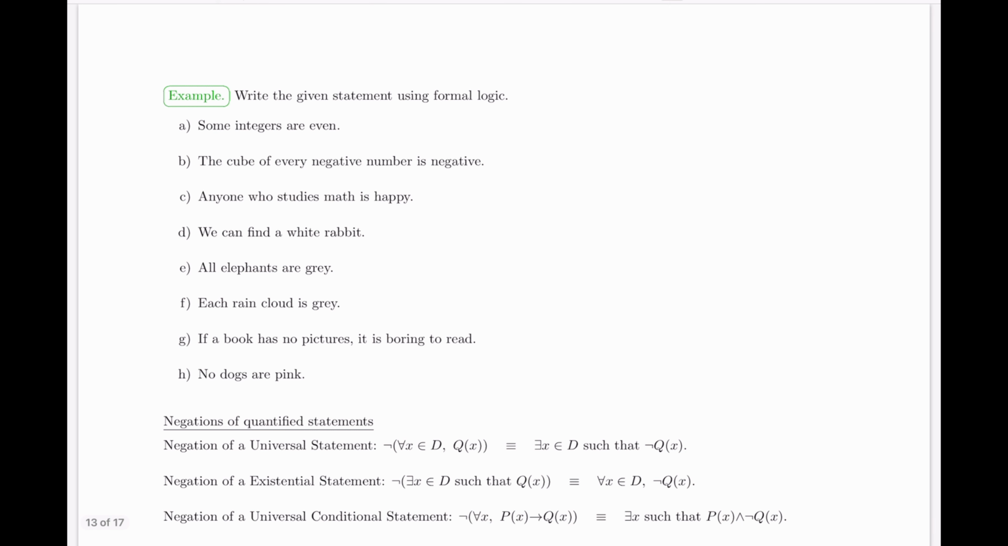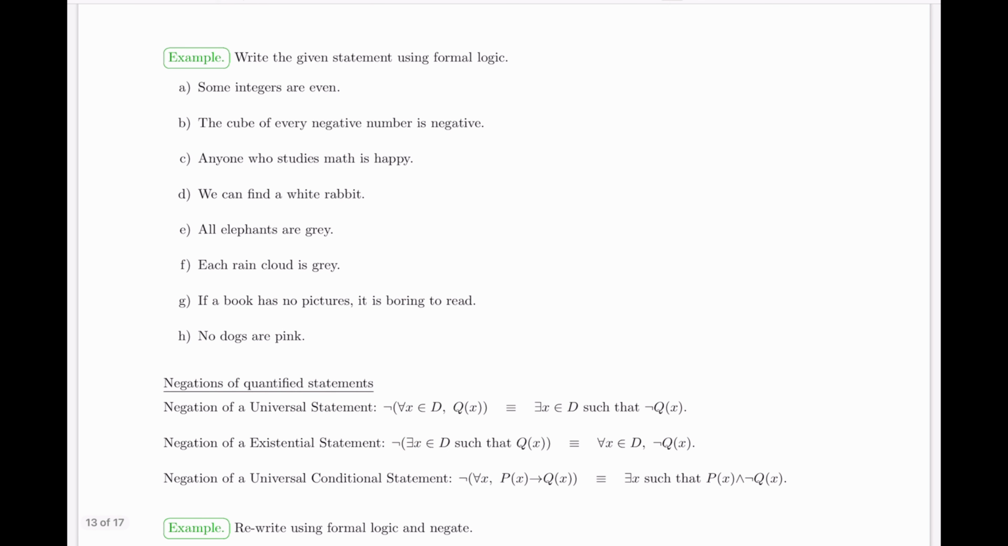Let's practice some more writing statements that are in plain English using formal logic. Note that for some of these, you will have to come up with the definitions of the sets that you're going to be using. For example, anyone who studies math is happy. You will have to decide what is the set that you want to introduce. For example, people who study math. But for some of them, we're already going to be able to use the sets that have been predefined for us. For example, integers already have a notation. I suggest you pause the video here, take a minute, and try to actually write these out in the symbolic form yourself first.